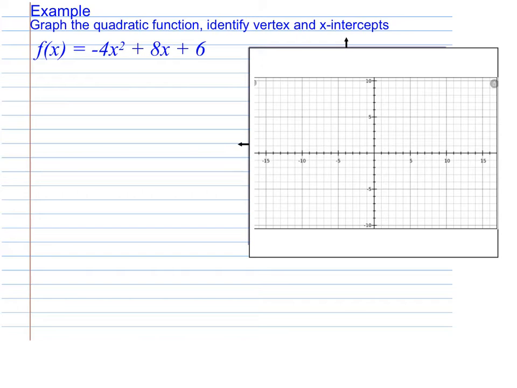So for this problem, we have to graph the function, identify the vertex and x-intercepts. Since we have to find the vertex, I'm going to write this in vertex form. That means we're going to be completing the square, not fully, almost to the last step. First things first, you're going to factor out the leading coefficient from the first two terms. So I'm going to factor out a -4 from the first two terms.